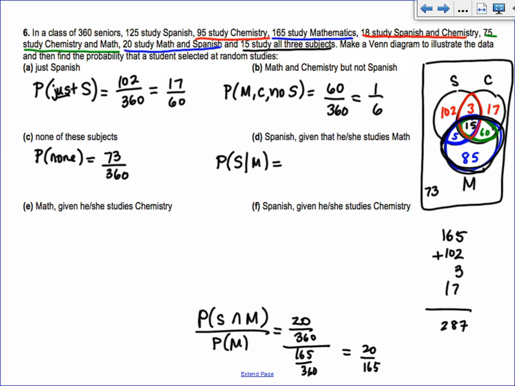So what you're saying is that you were given that they study math. So we're zooming in on the math circle. We're looking only at that circle. Everything else we're totally ignoring. It's like it's gone. What is the probability that they study Spanish? Well, how many of those 165 study Spanish then? 20 out of 165. Does that make sense? 20 out of 165.